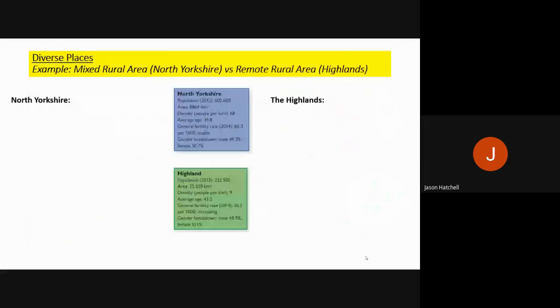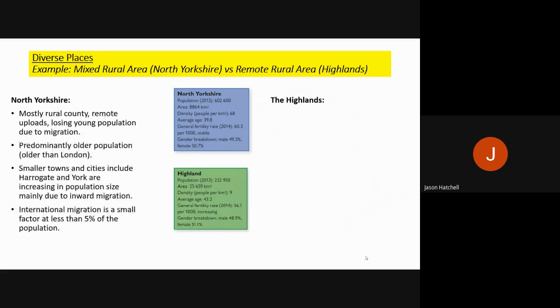Now, as part of the Diverse Places unit, you have to look at a mixed rural area and a remote rural area. So your mixed rural area is North Yorkshire, and your remote rural area is the Highlands. So let's start with North Yorkshire as a mixed rural area, has a population of just over 600,000, and mostly rural, remote uplands, and it loses young population due to migration to bigger cities. It has a predominantly older population.